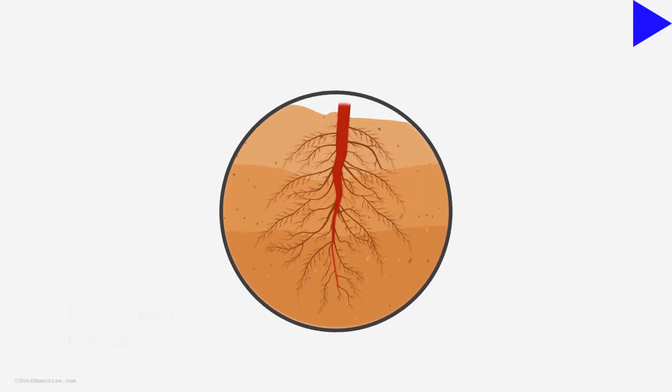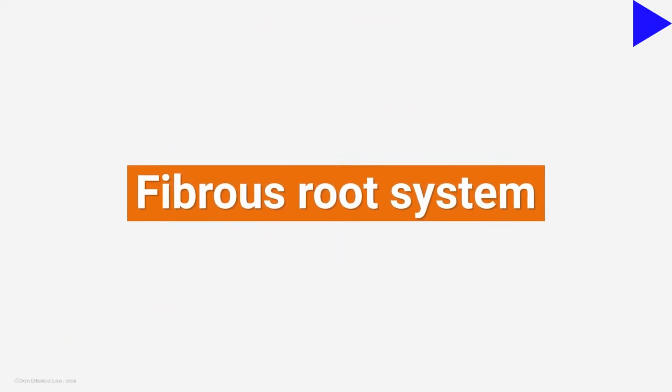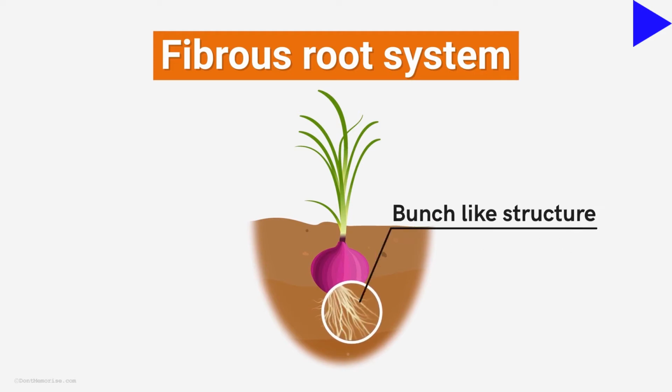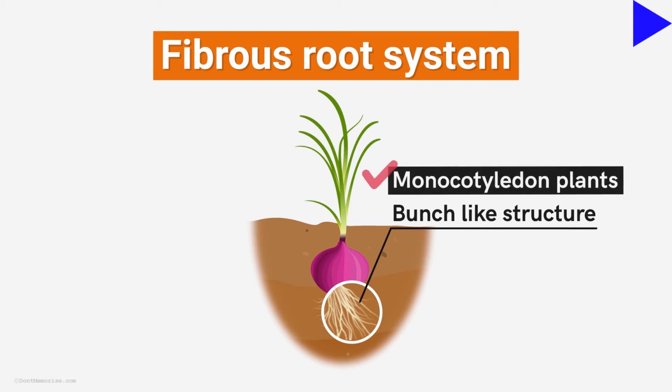The second type is that of a fibrous root system. This type does not contain a single primary root. Rather, many smaller roots come together to form a bunch-like structure. These roots usually do not grow too deep unless the tree is very huge. And what kind of plants exhibit this type of system? That's right. Monocots usually have the fibrous root system.